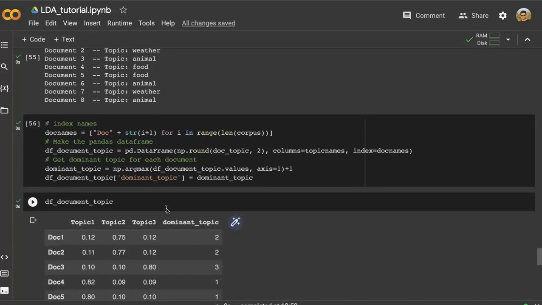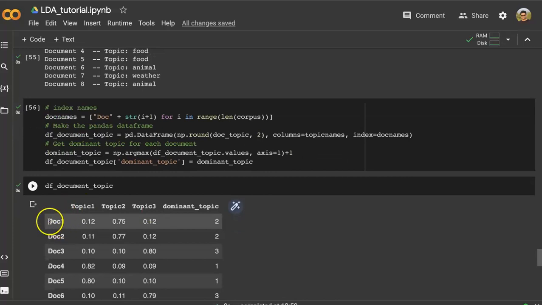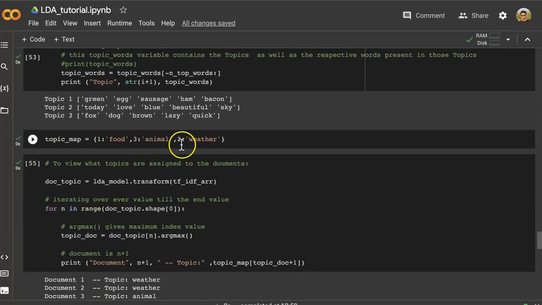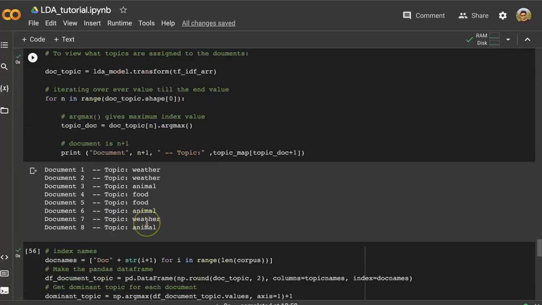So basically when we run the algorithm, we will get this kind of matrix. For each of these document classes, what is the probability distribution for each of these topics? As we are taking the argmax, we are taking the maximum probability class. So the maximum probability class is topic 2. So what is topic 2? Topic 2 is weather, so that's why we are predicting weather.